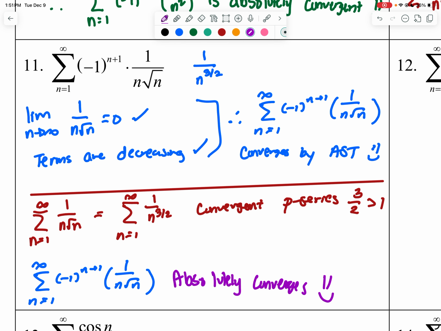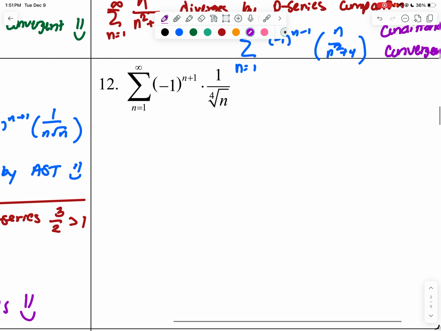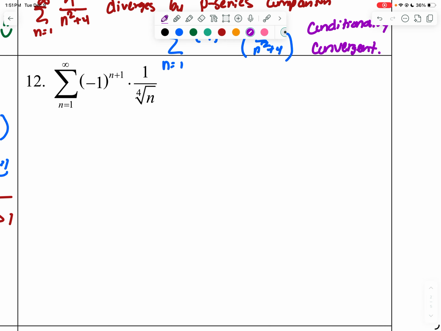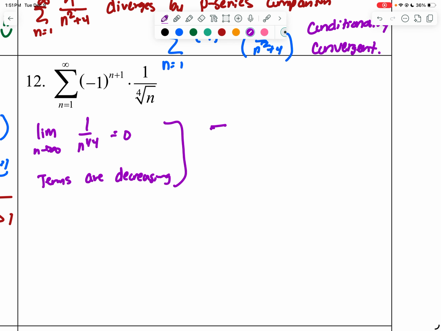Whew. All right. Looking at number 12 here, we're going to do the same thing. So the limit as n approaches infinity of 1 over n to the 1/4, that's going to be 0. Terms are decreasing. So the original series converges by AST.